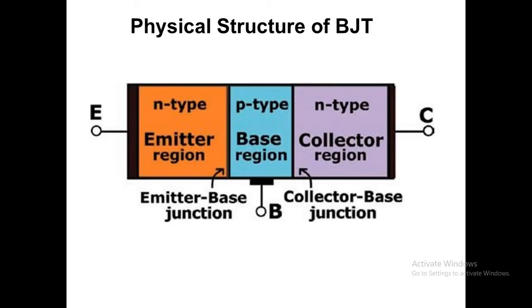Now regarding the physical structure of BJT, the base is in the center, and the emitter and collector are on its two sides. Regarding doping, the emitter is heavily doped, the base is very lightly doped, and the collector is also heavily doped, but among these the most heavily doped is the emitter and the least doped is the base. So the doping concentration at the base section is very low. And regarding size, the emitter region is large, the base is very small, and the collector is a little bit larger than the emitter.